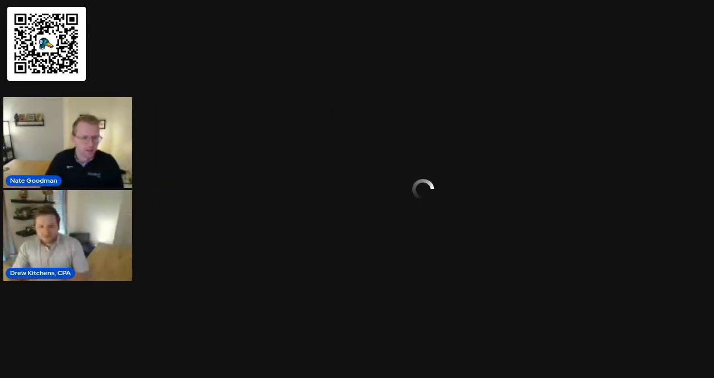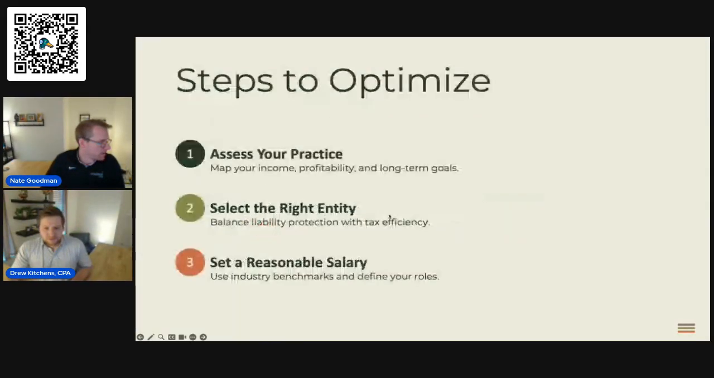So kind of the steps to optimize. Number one, assess your practice. Map out your income, your profitability, and long-term goals. So that really looks like, hey, if you put together a budget for the year, are you going to be profitable this year? How much money are you going to make?